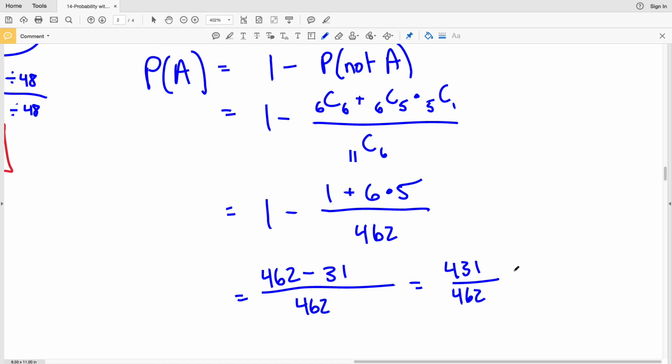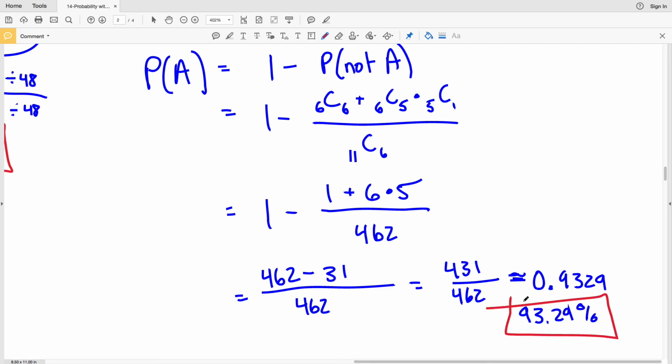That's the probability of our event occurring, which 431 divided by 462 is 0.9329. That's the approximation of that decimal, and converting that to a percent, we'll have 93.29% for the last problem on this worksheet.